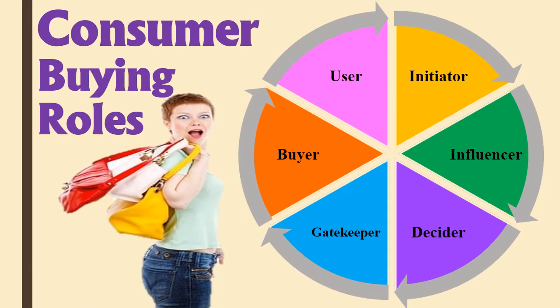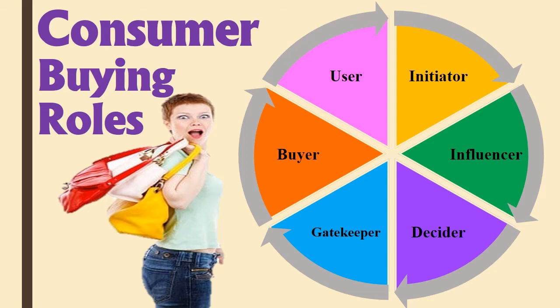The consumer participates in the buying process through different types of roles depending upon the requirements of the situation. So these are six buying roles of consumers. The first one is the initiator. The initiator is basically a person or a consumer who first starts and thinks of an idea of buying a particular product or a service.